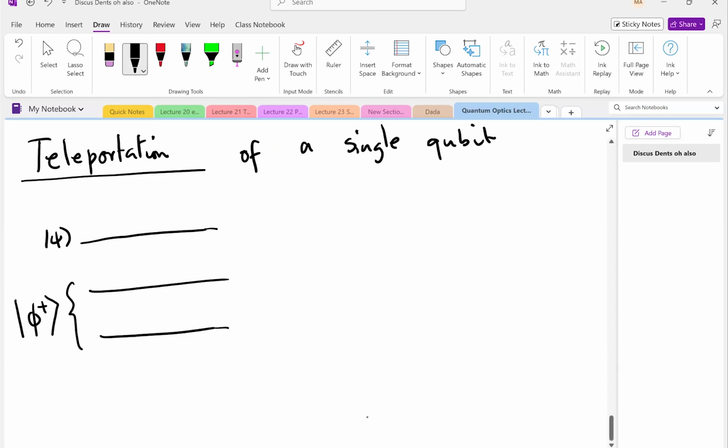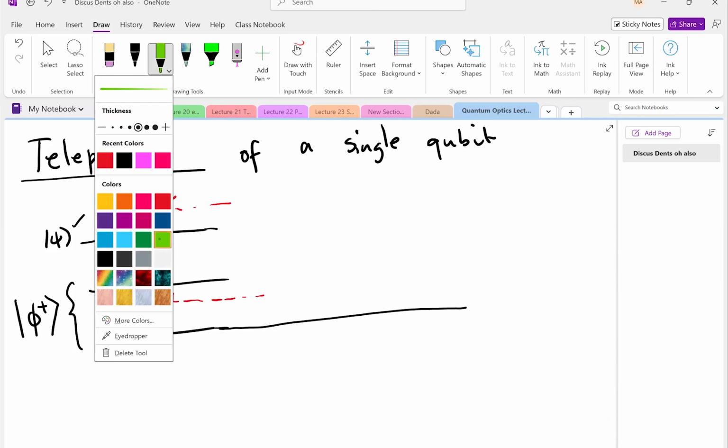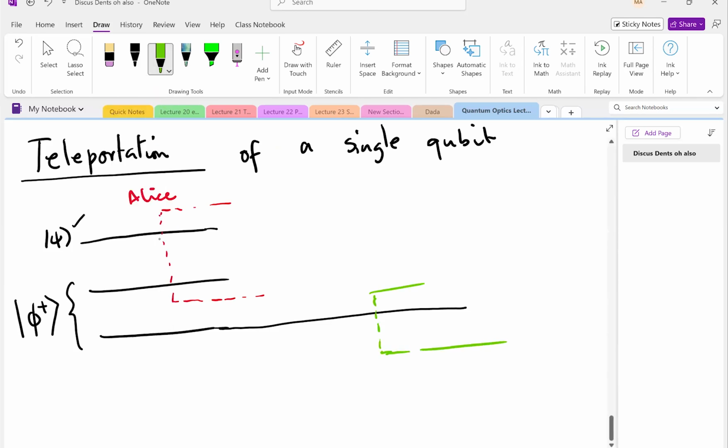So the qubit you wish to teleport and one of the entangled pair, one of the photons in the entangled pair, go to one party, Alice. So this is Alice's world here. And the third qubit, which is the second companion in the entangled pair, goes to Bob. So this is Bob's world. Bob lives here. Alice lives here.